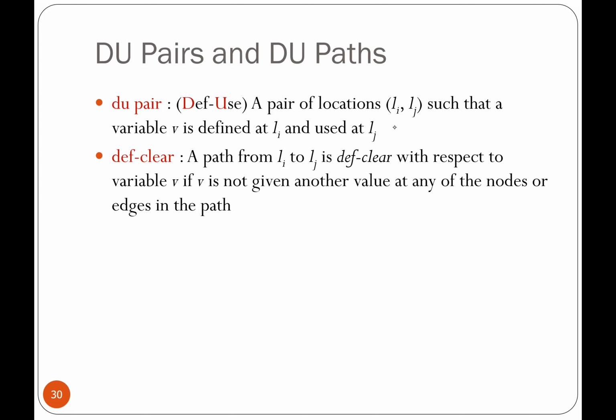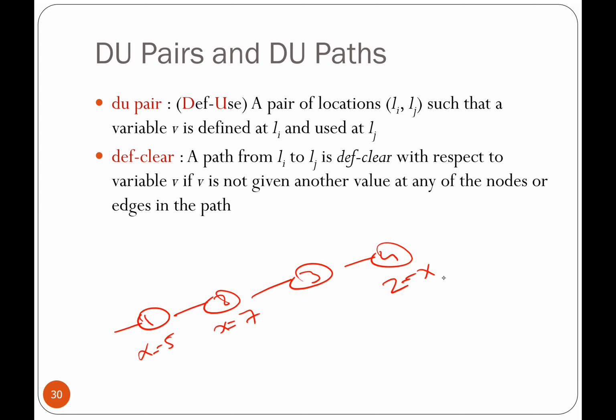So that gave rise to the concept of a def-clear path. If I have a situation like this, this is one, going to two, going to three, going to four. Here's x equals five, here's x equals seven, and here's z equals x. Okay, one to four is still considered a DU pair, and obviously, two to four is another DU pair. So for X, the DU pairs that I have are one to four, and two to four.